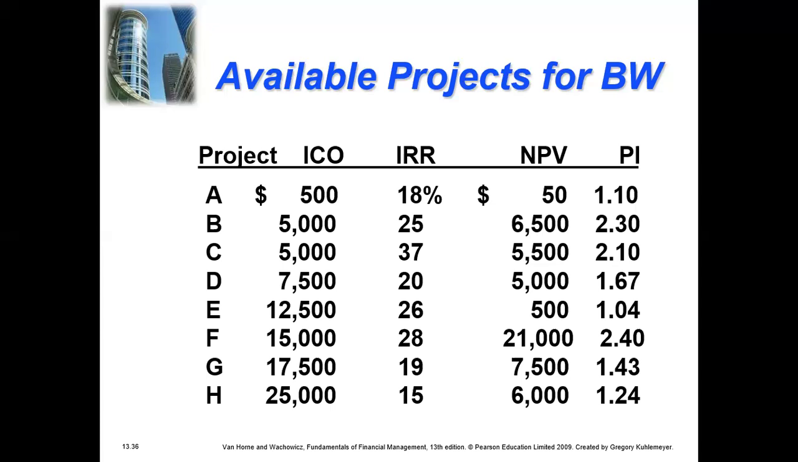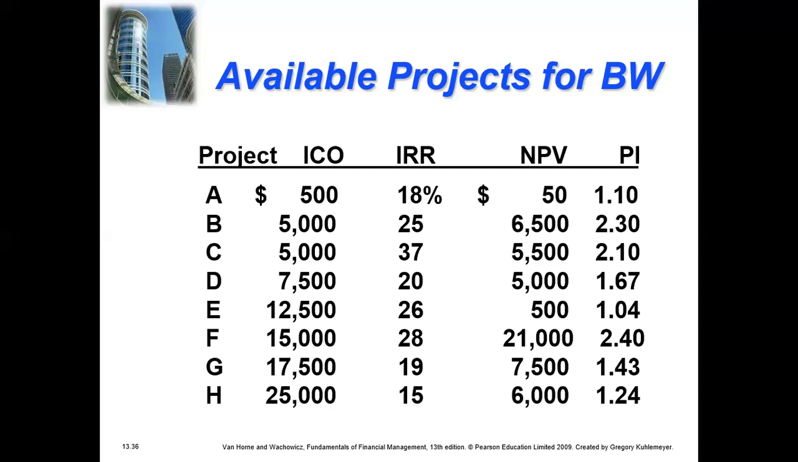ICO is initial cash outlay or initial investment. Project D or project H will consume all of her investment, that is 32,500. So she will be left with nothing for making an investment in any other project. This is just a case. Now we will see which project will give her maximum return.